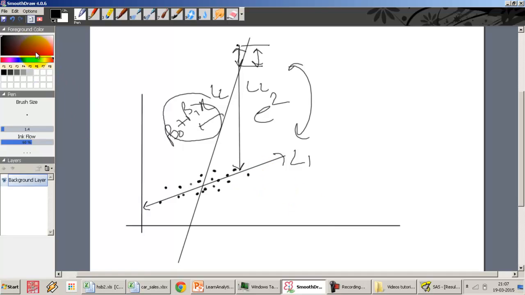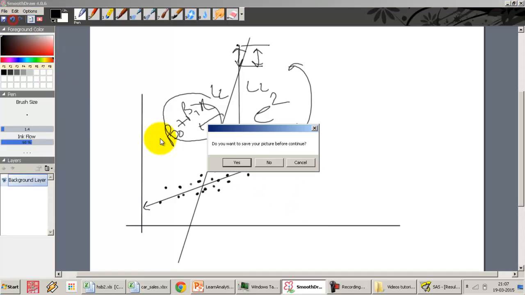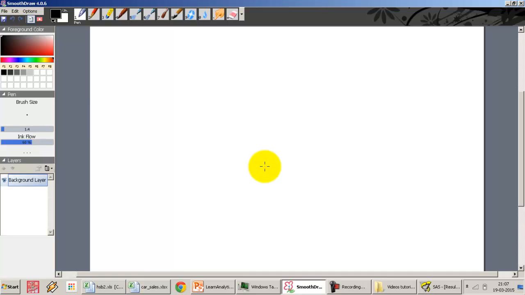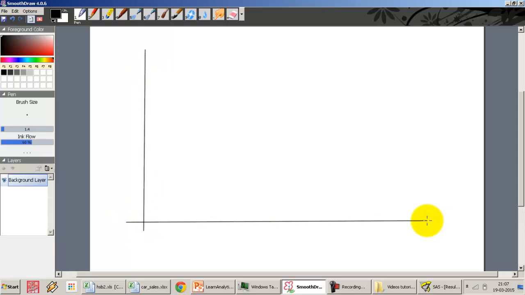So if this is my regression model, let's start off with a fresh sheet. So if this is my regression model that I'm working with, so let's see this, and I have some of my observations.